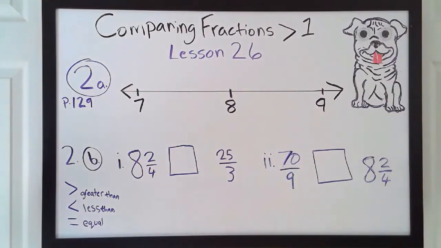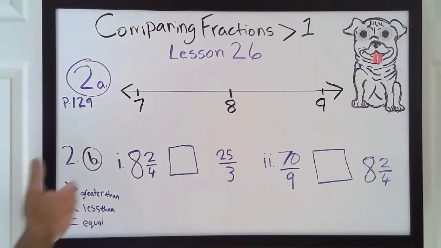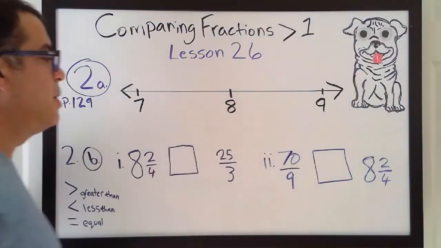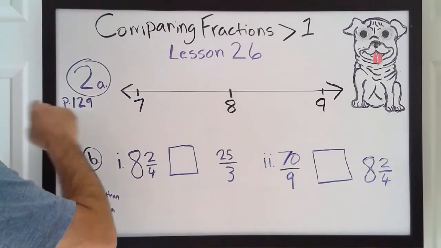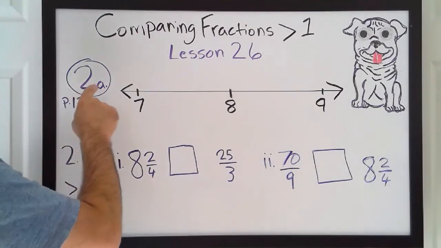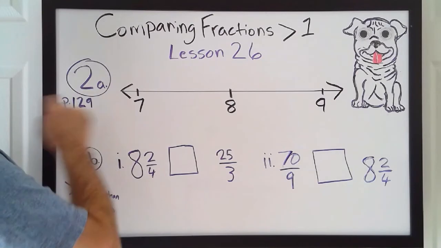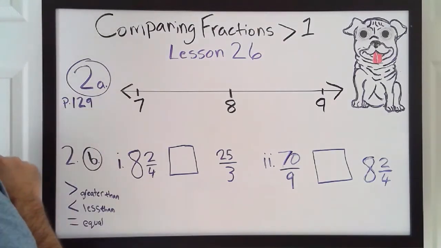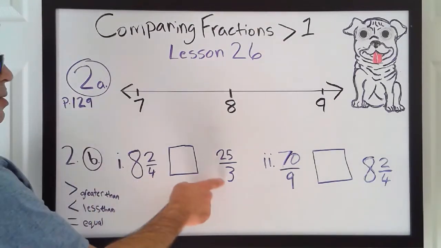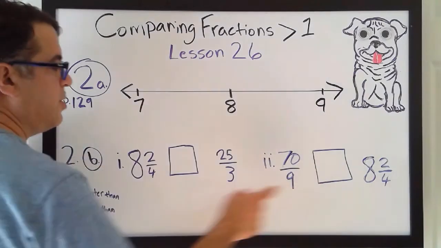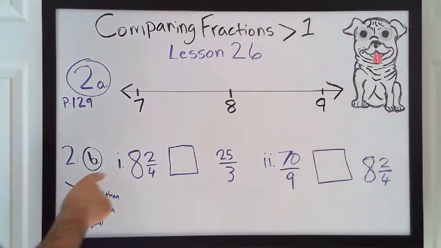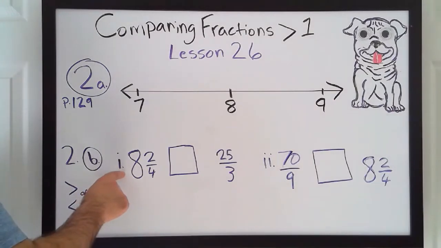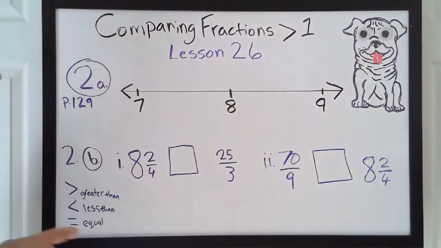So we have a number line here from 7 through 9. That's 7 whole numbers, 8 whole numbers, 9 whole numbers. This is problem 2A, problem set, page 129. So we're doing 2A and 2B. First thing we're looking at is where do these fractions end up? These are all fractions greater than 1, of course. Alright, let's look at 2B, and that's a little i. Little i means that it's the first one.